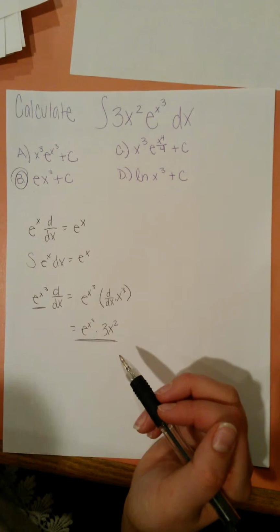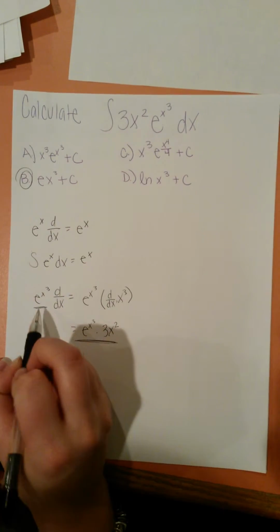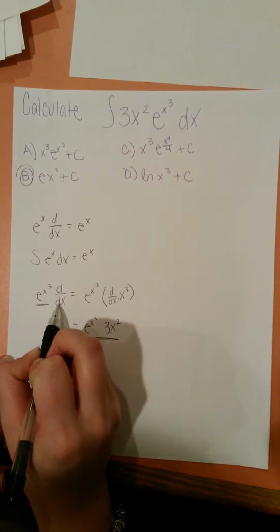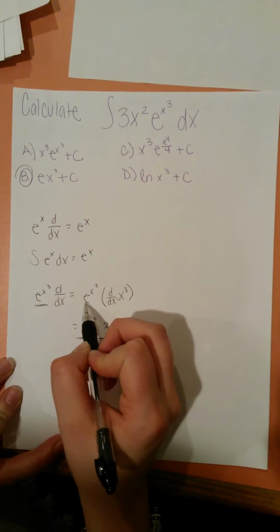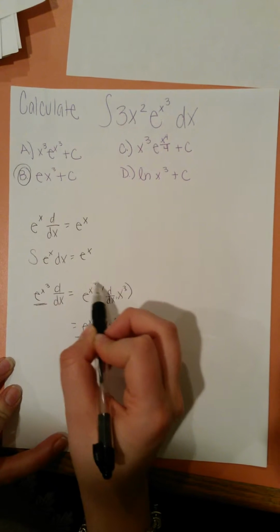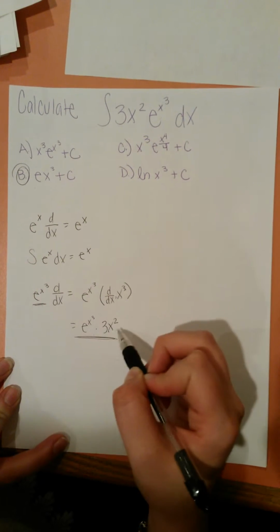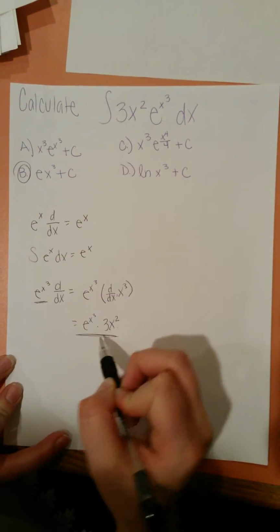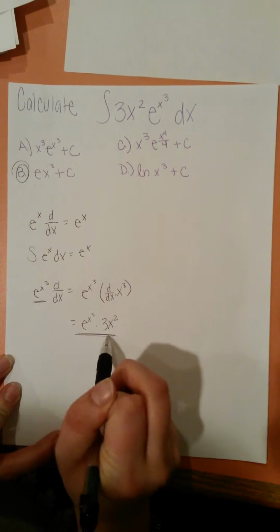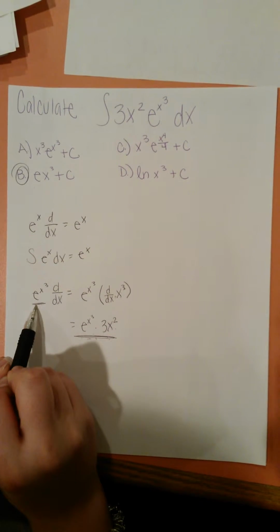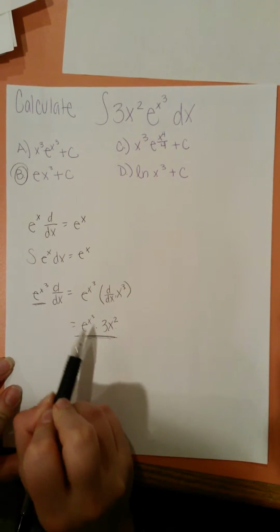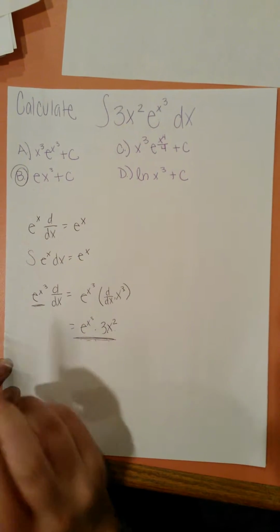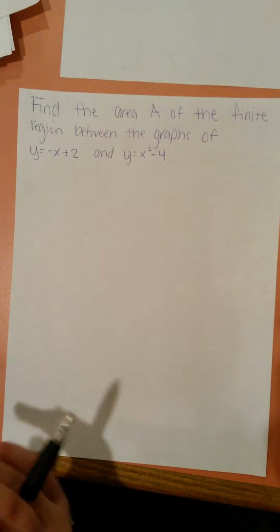Just to explain that again: if we have this and take the derivative of it, you get this, and because of the chain rule we also have to take the derivative of the inside, which is 3x squared. And if we know that this is the derivative of that, then the antiderivative of this is that. Alright, so we'll move on now.